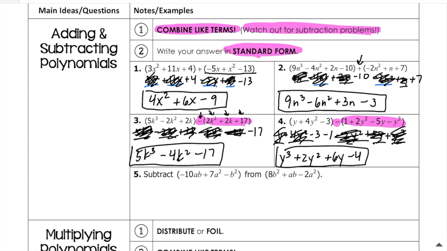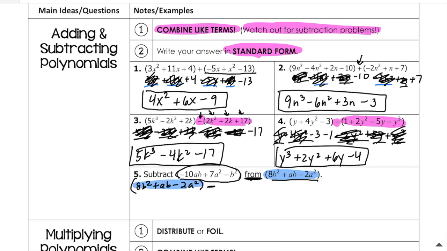Okay, number 5 is something that people get tricked by so many times. It's subtract this from this, okay? So that 8b squared plus ab minus 2a squared goes before everybody else. So what I'm going to do is write it properly in the right notation. So I have this piece right over here. I put him in front, right, because we are taking away from him.